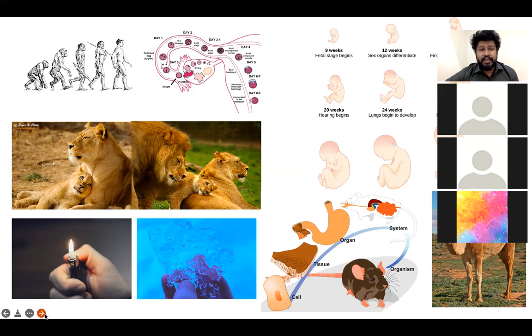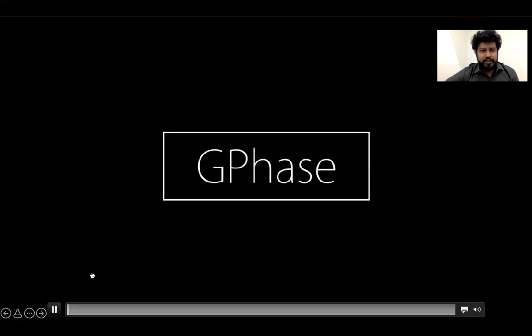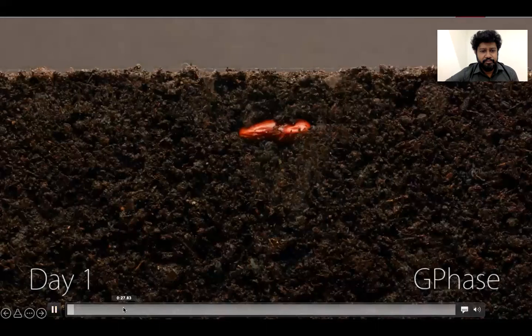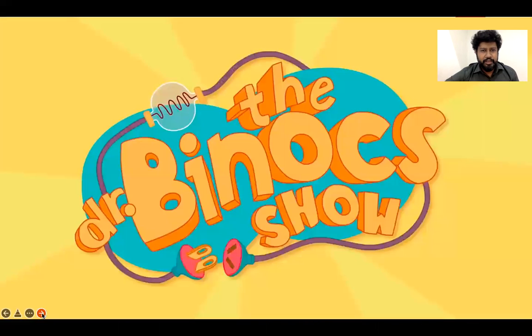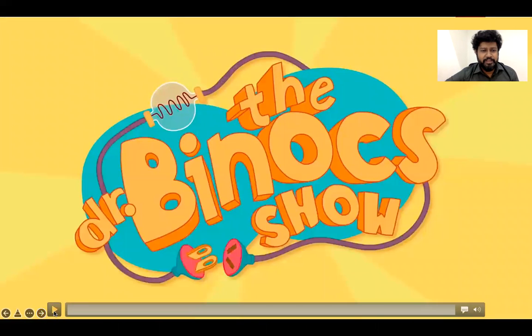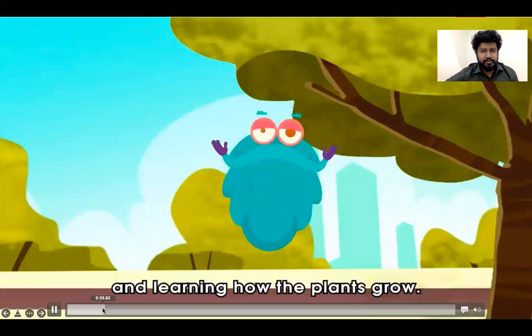We also discussed seeds and maybe the germination process. Yes, we learned about the germination process, and also some other processes related to plants and animals. We discussed some other important factors related to living organisms, learning how plants grow.